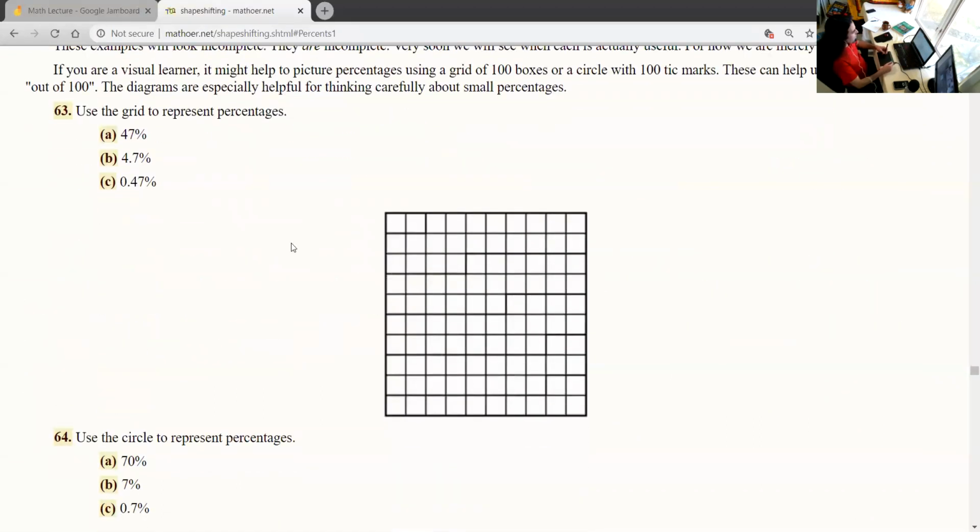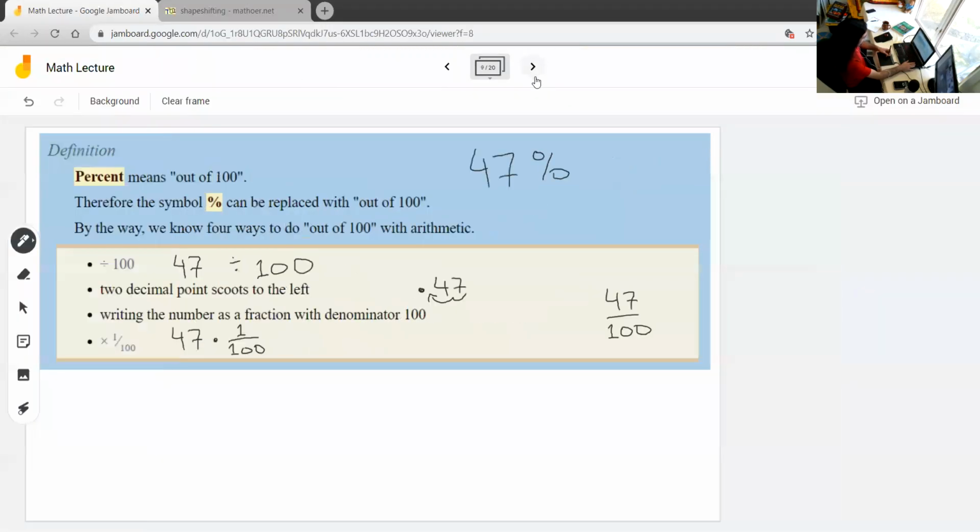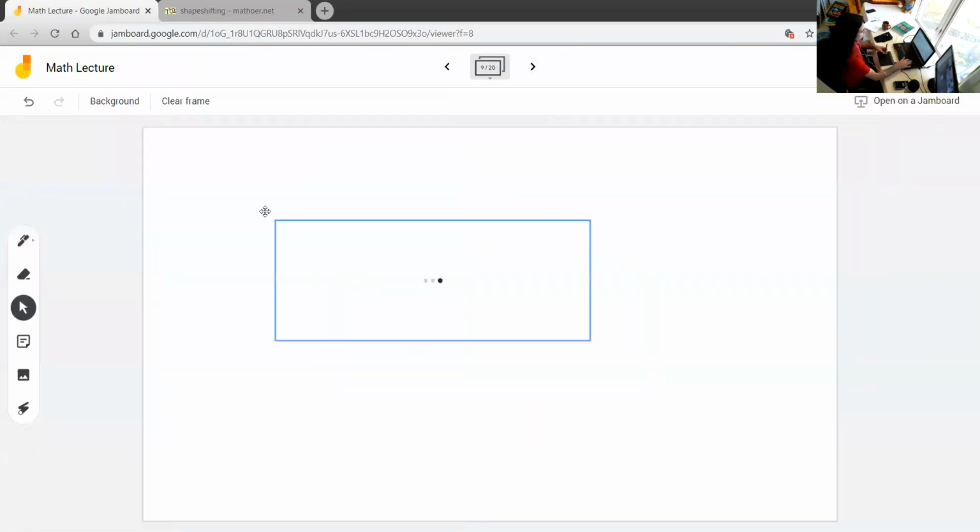By the way, as we're thinking about percents, it's okay to have percents that might look like other things. They are still percents.